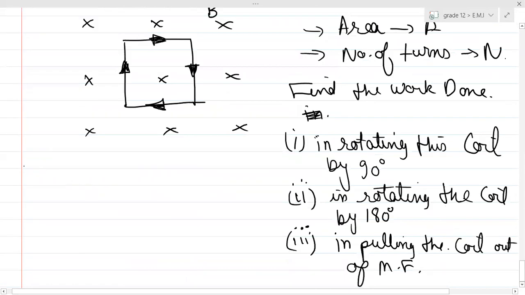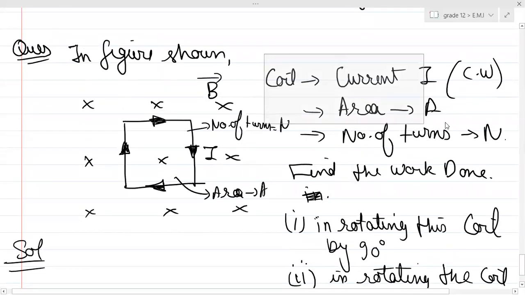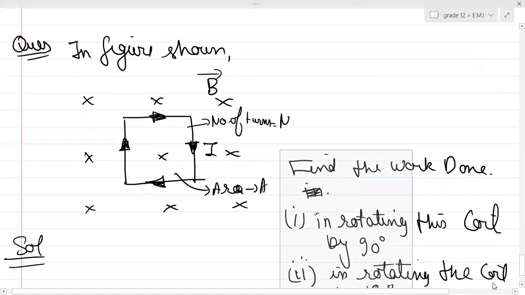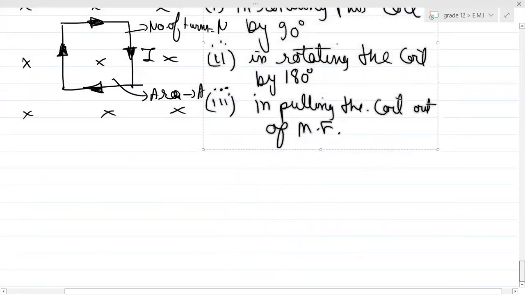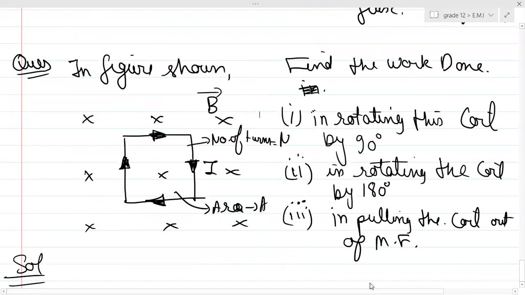Yes. So this is the question. There is this coil, current I, number of turns N, and area A. And now they are asking this particular thing: find the work done in rotating this coil by 90 degrees, rotating this coil by 180 degrees, and pulling the coil out of the magnetic field.